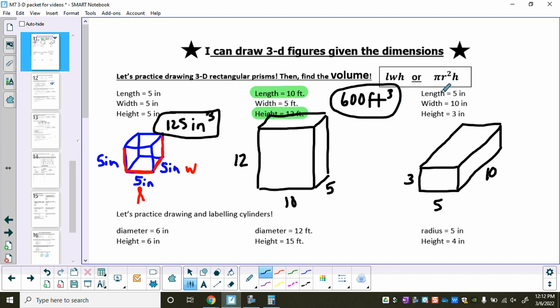And then again for the volume, we're just multiplying, and we can even do this one in our heads because you guys know that 5 times 3 is 15. And if we do 15 times 10, that's going to be 150.